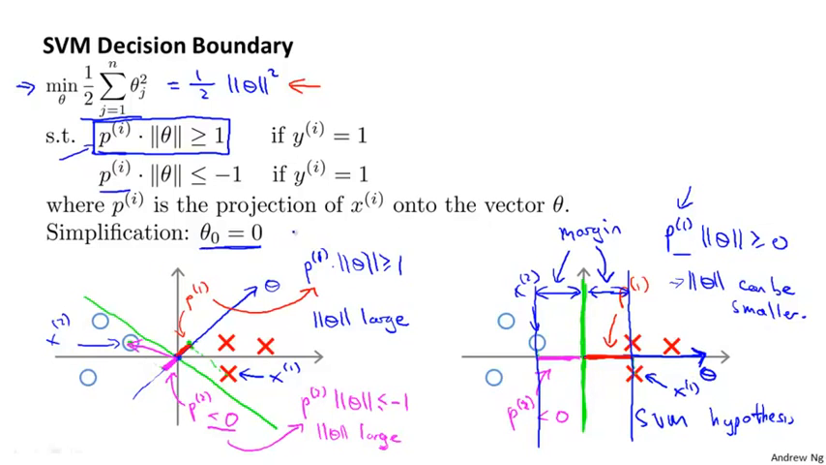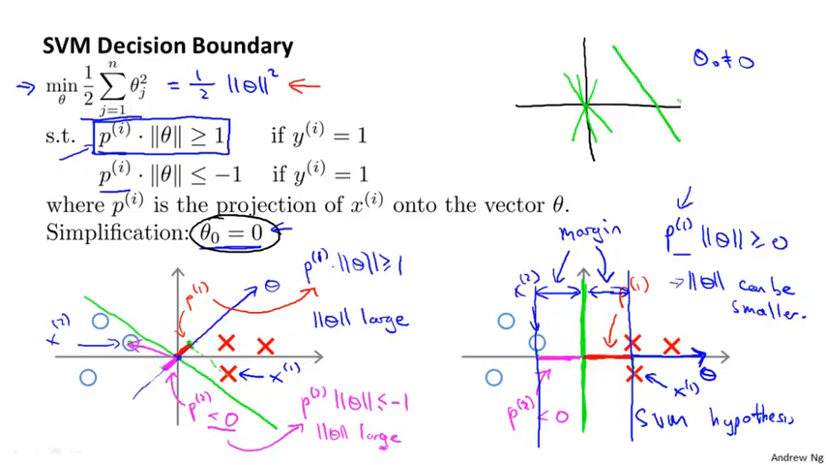Finally, we did this whole derivation using the simplification that the parameter theta 0 must be equal to 0. The effect of that, as I mentioned briefly, is that if theta 0 is equal to 0, we're entertaining only decision boundaries that pass through the origin, like that. If you allow theta 0 to be non-zero, then you entertain decision boundaries that do not pass through the origin, like that one that I just drew. I'm not going to do the full derivation, but it turns out that the same large margin proof works pretty much in exactly the same way.